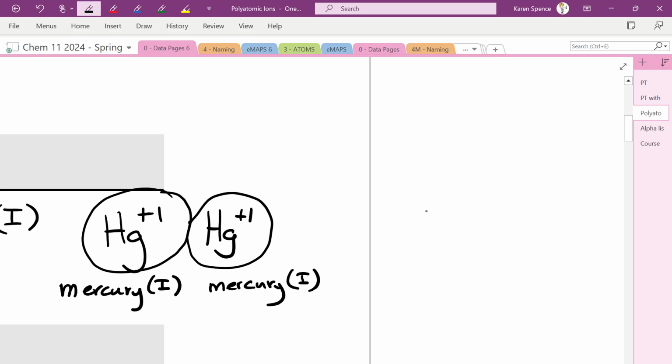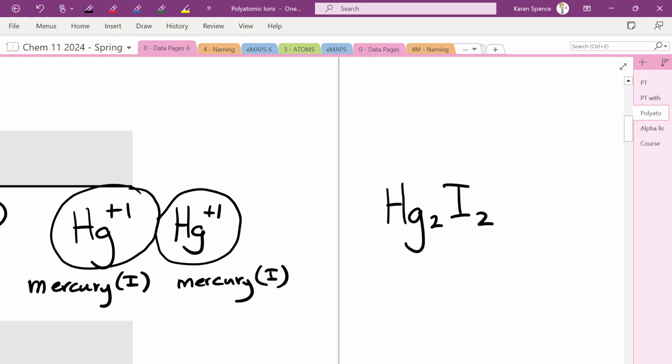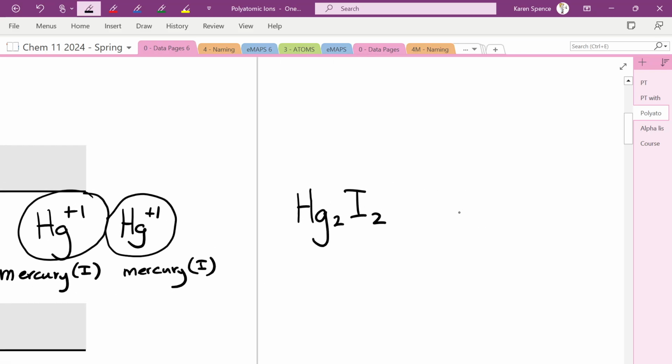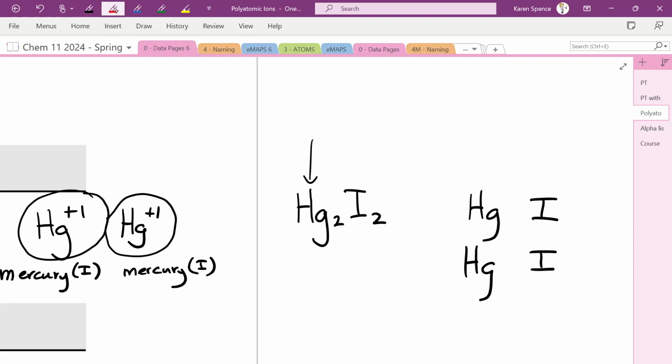So for example, when you have Hg2I2, if you want to figure out the charge of the mercury, there's 2 ways to do it. First way is to write out all your ions. You have an Hg and an Hg, two of them. You have an I and an I, two of them. What's your next step if you're figuring out the charge of the Hg? Find the charge of the I. So we got -1 and -1.